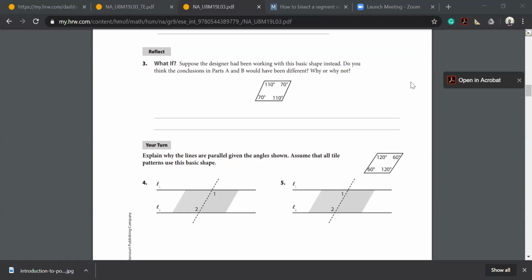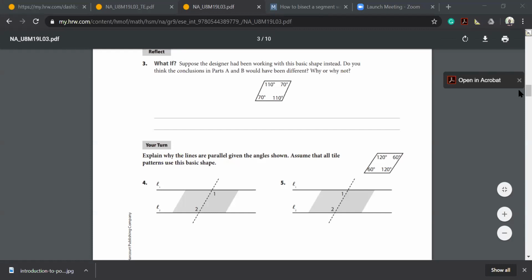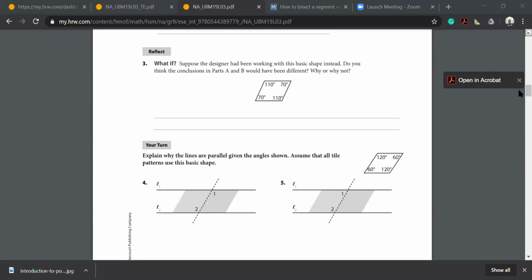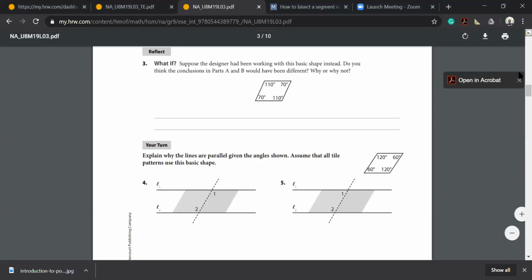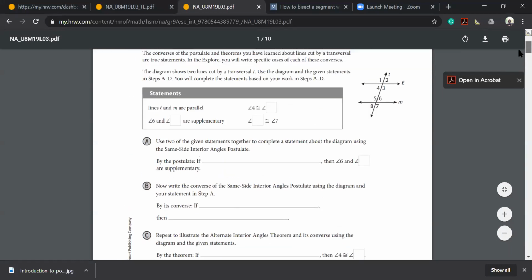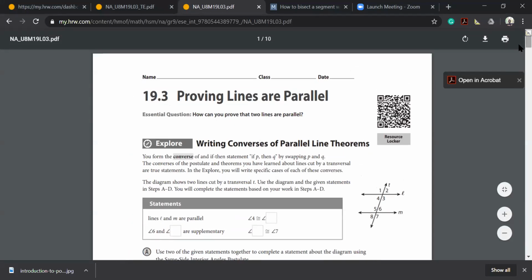Okay. Today, in our first period, we will be finishing lesson 19.3. I just want to go through the examples I left for you, as well as doing some extra examples. Okay, if you remember, lesson 19.3 was named Proving Lines Are Parallel.